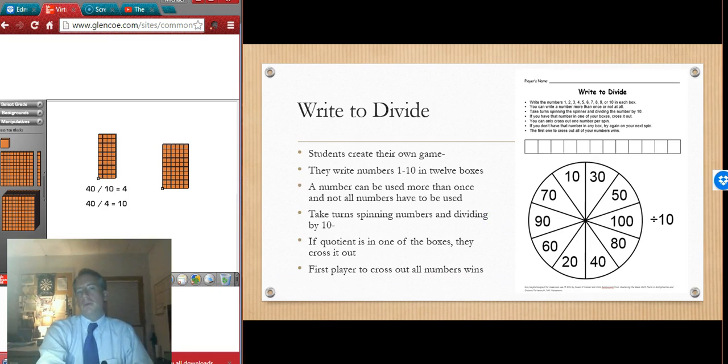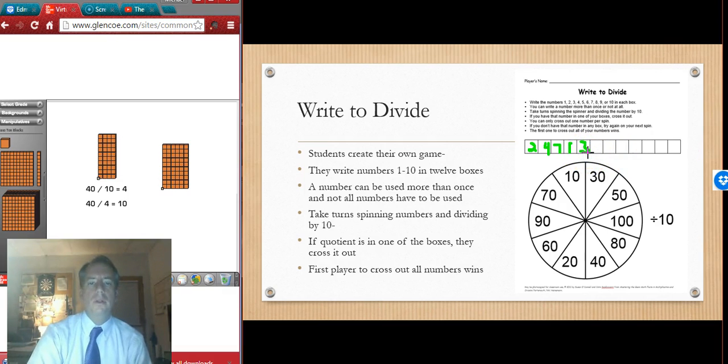Kind of a cool game to go along with this. This one's called Write to Divide. So students are creating, in essence, their own game. They're going to write down the values 1 to 10 up here across the top. It doesn't matter if they use the same number twice or 3 times. So they're just going to write numbers up here, 2, 4, 7, 1, 3, whatever. They're going to fill out all 12 of these.